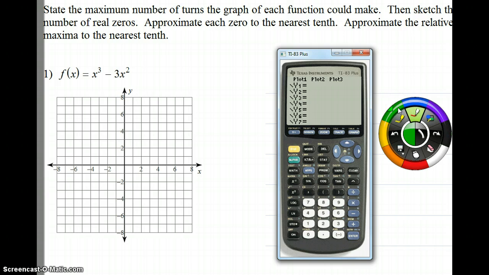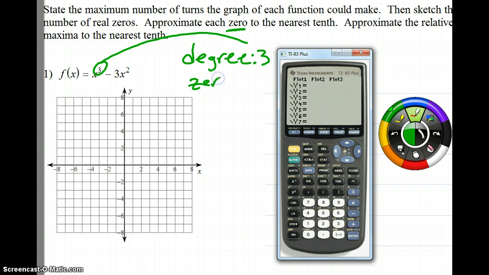You're going to be asked a few different things about these. The first thing I'm going to have you do is state the degree. The degree of a polynomial is the highest power of x. So the degree of problem number 1 would be 3. Then we're going to try to approximate what we call the zeros of the function. The zeros of the function are where it crosses the x-axis, so the zeros are when y equals 0. And then we're going to discuss whether or not that is a min or a max. So a lot of different things.